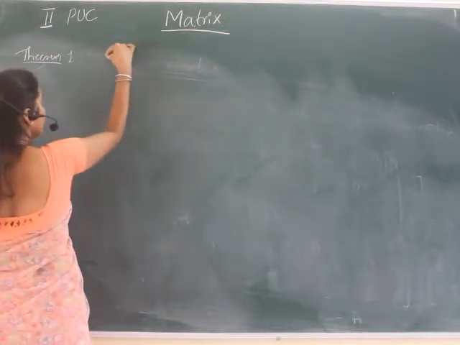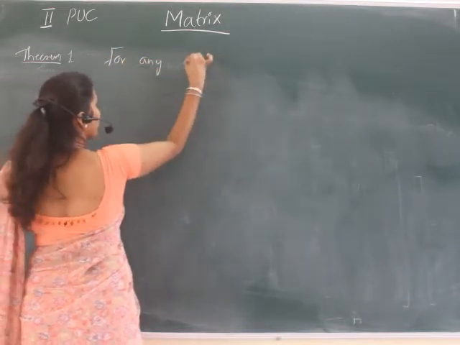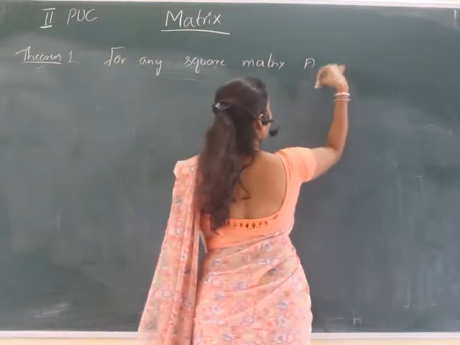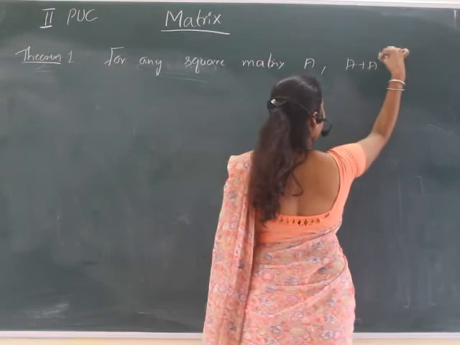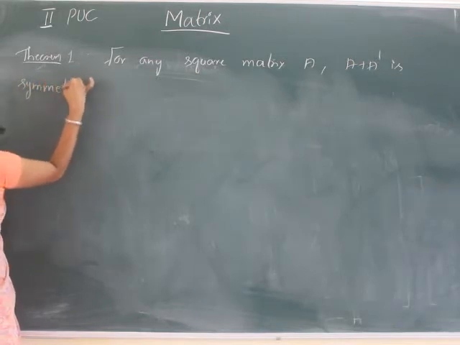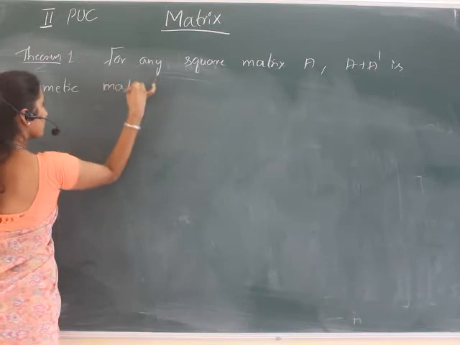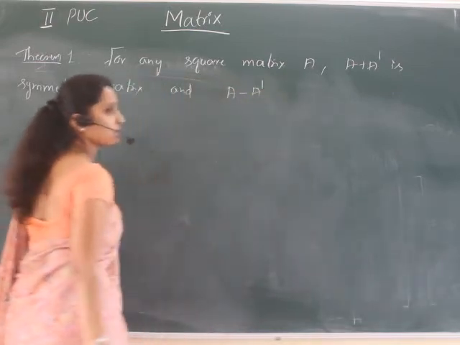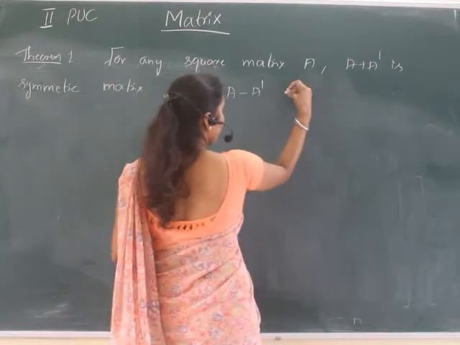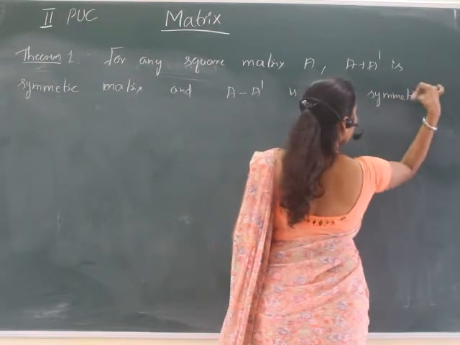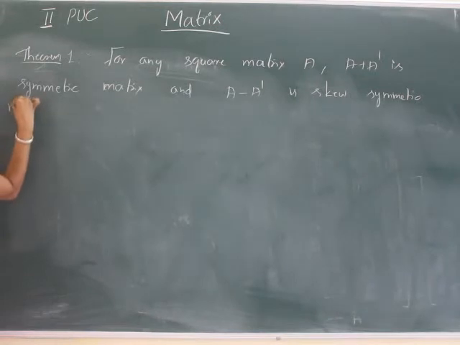For any square matrix A, A plus A transpose is a symmetric matrix, and A minus A transpose is a skew symmetric matrix. So this is one of the theorems.